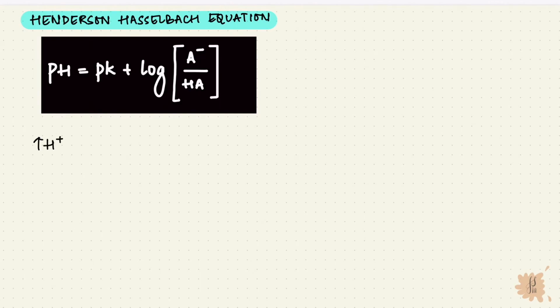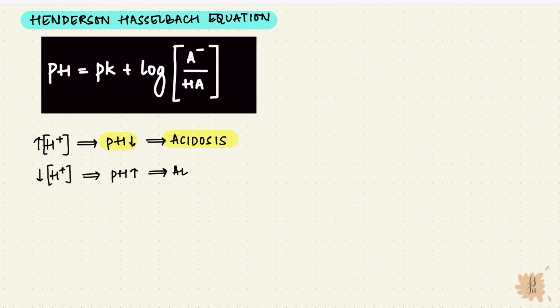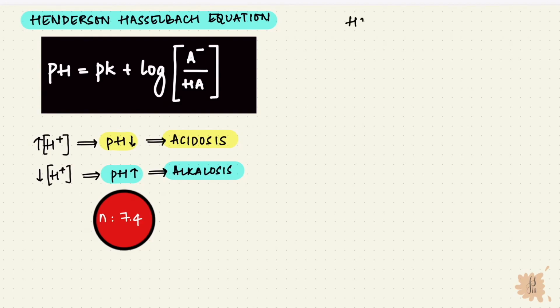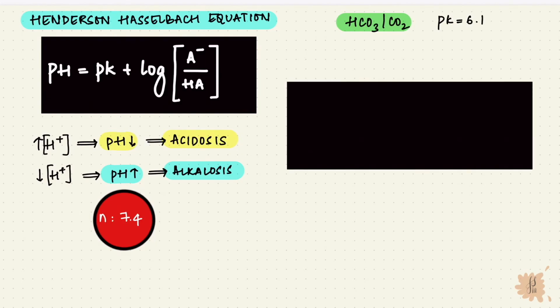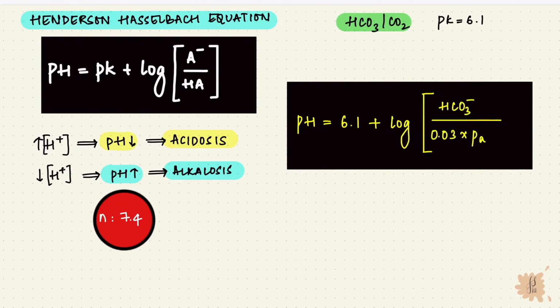If there's an increase in the hydrogen ion concentration, the pH reduces, and there's acidosis. If there's a lower hydrogen ion concentration, the pH rises, and that's alkalosis. The normal pH of blood is around 7.4. The most important buffer pair is the bicarb carbon dioxide pair. They have a pK of 6.1, so the pH is equal to 6.1 plus the log of the bicarb concentration over 0.03 times the partial pressure of arterial carbon dioxide. This carbon dioxide level is what the lungs regulate.